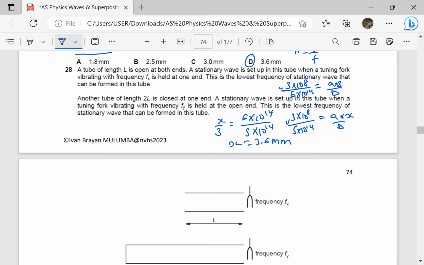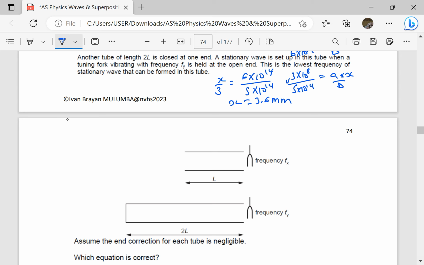A tube of length L is open at both ends. A stationary wave is set up in this tube when a tuning fork vibrating with the frequency Fx is held at one end. This is the lowest frequency of the stationary wave. If it is the lowest, that is very simple. So for the lowest, Fx is equal to V over wavelength, this is a quarter plus a quarter, this L is equal to a half wavelength. So Fx is going to be equal to V over 2L.